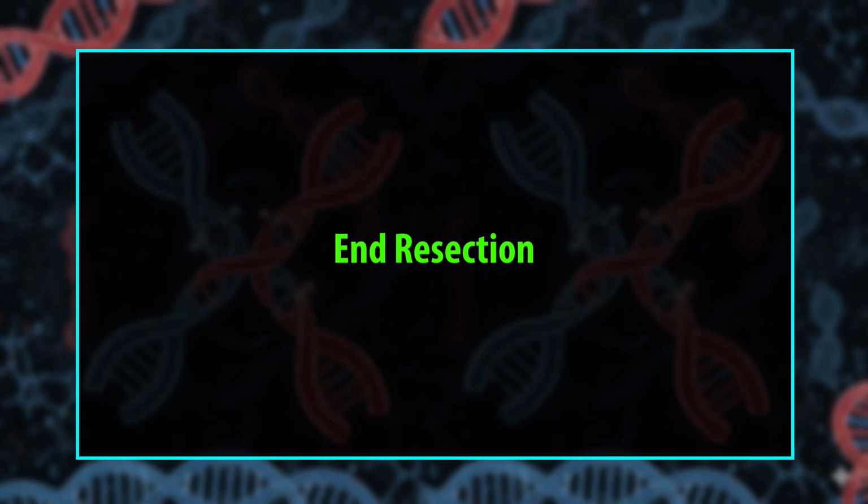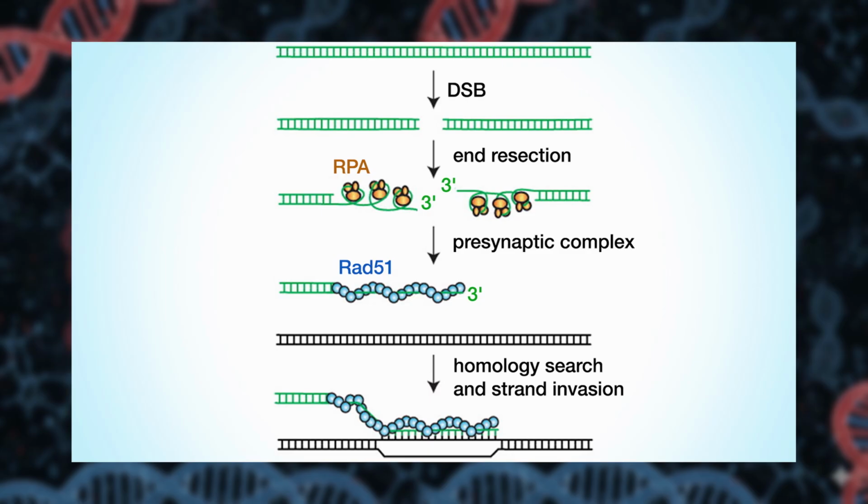End resection. After the double-strand break, nucleases trim back the DNA ends to produce single-stranded 3' overhangs that are coated with specialized proteins for stabilization, and these exposed single-stranded regions act as the searching arms that locate and pair with complementary DNA sequences on the homologous chromosomes, enabling precise recombination.